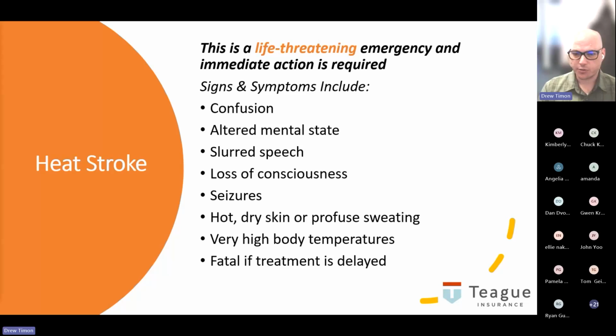We can see seizures present in this level of heat illness. The employee will have hot, dry skin. They could still potentially have heavy sweating, but in most cases it's not. You won't see sweating too much because the fluids aren't there to do it. But you will see profuse sweating in heat exhaustion levels. And then also very high body temperatures.